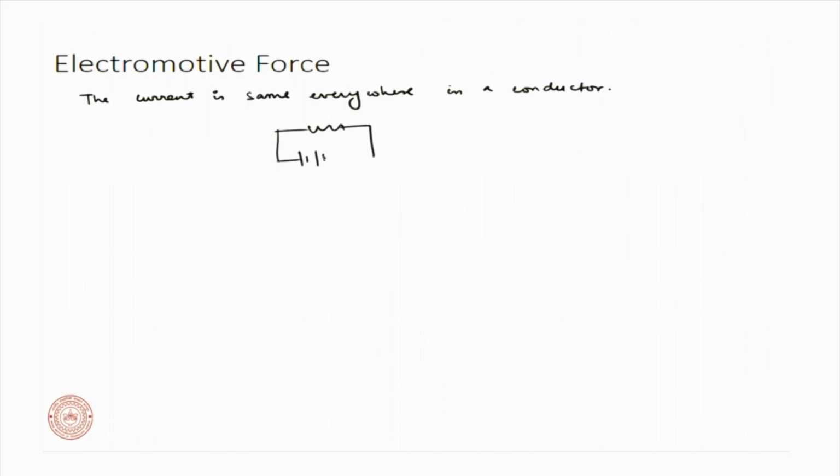And let us take a look at the concept of the electromotive force. So, the electromotive force is that the current is the same everywhere in a conducting material. Right. So, let us take a system. We have a resistor and we have connected it to a battery. Right. So, this battery is what is creating a potential difference that is causing the current to flow through this conductor and through this resistor.